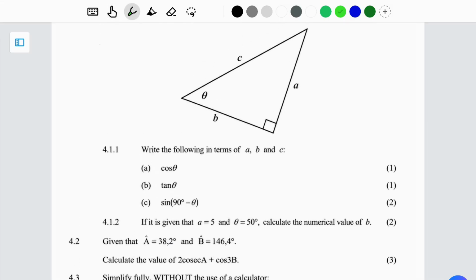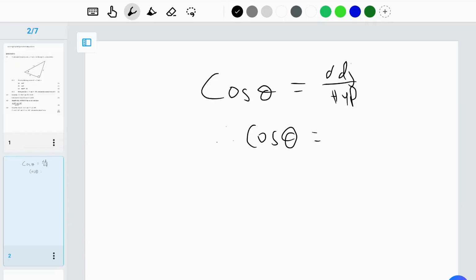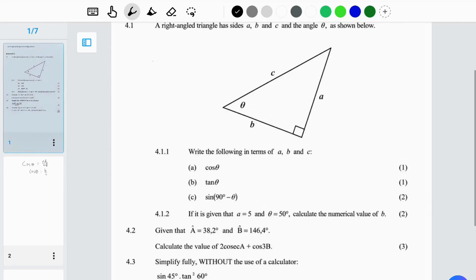As we can quite clearly see there is your angle theta, and we know cos equals adjacent over hypotenuse. This is adjacent to that angle. Remember, adjacent is next to, so adjacent over hypotenuse. So cos theta equals adjacent over hypotenuse, and we can see that is B over C. B over C. Okay, let's go back to the question.